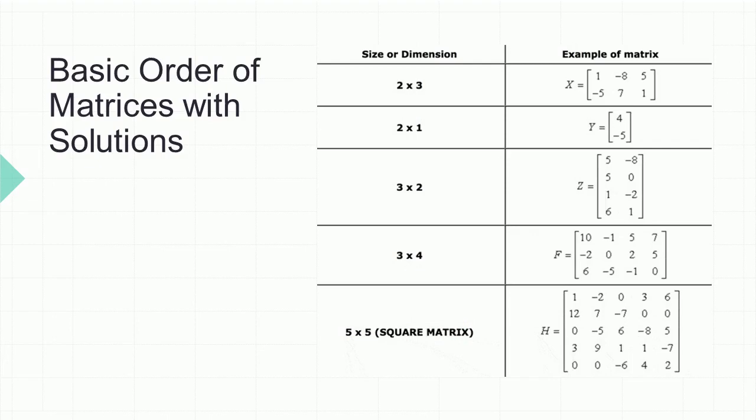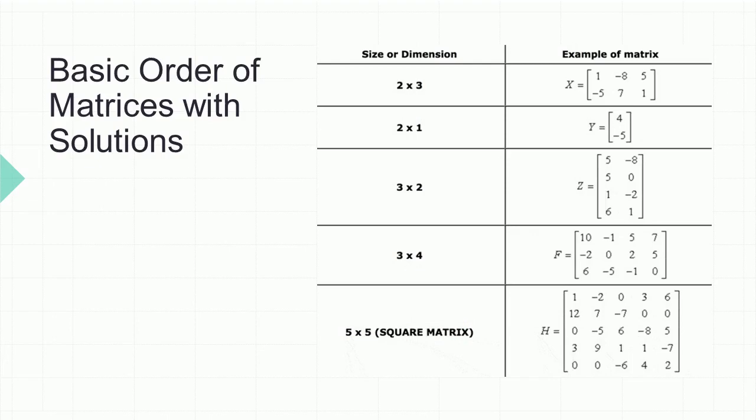Let's look at the first matrix X. You can see it has two rows. The first row is 1, minus 8, and 5, and minus 5, 7, and 1 is the second row. Therefore, it has two rows. And it has 1 and minus 5 as the first column, minus 8 and 7 as the second column, and 5 and 1 as the third column. Therefore, this matrix is of the order 2 by 3. Matrix Y has two rows, 4 and 5, minus 5, and 1 column, which is 4 and minus 5.